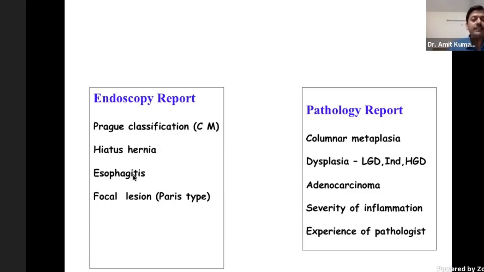Esophagitis, again, has implications on management. Then patients with Barrett's may sometimes have focal lesions, especially those with high-grade dysplasia. These focal lesions should be properly described in terms of their Barrett's type as well as the location, because that has a bearing on the management. So these are the important elements to include in endoscopy reporting.